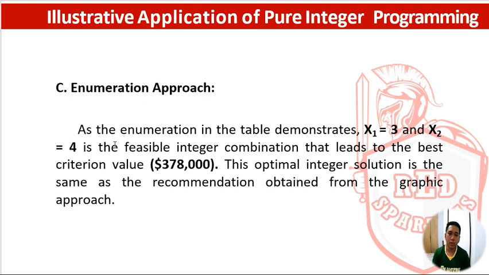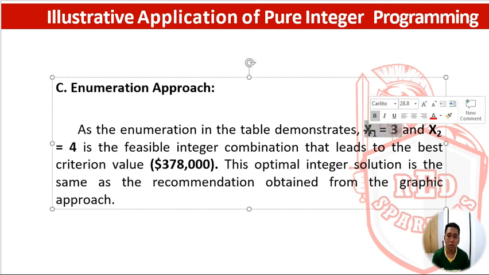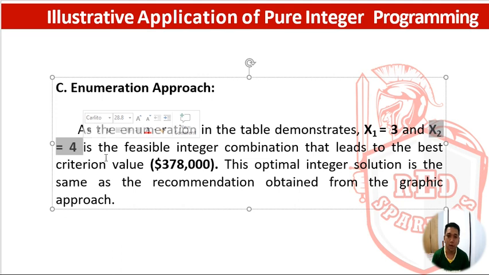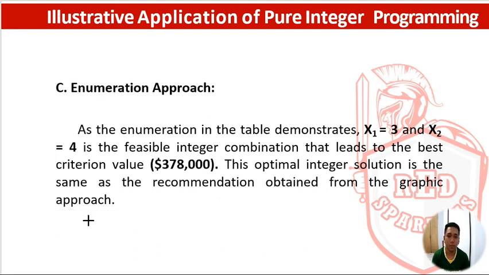Using the enumeration approach, we could now devise a plan of creating 3 stores and creating 4 warehouses, having a potential profit of $378,000. That is our optimum value. I hope you understand how the rounding off approach is used and why the enumeration approach is used. Because somehow, for a quick solution, enumeration is possible.